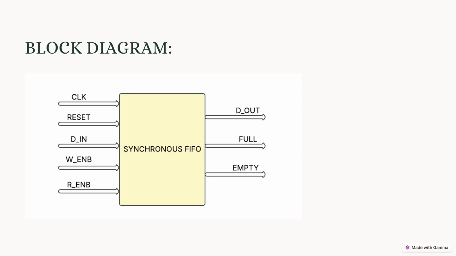Now let us see the block diagram of our FIFO. The left hand side pins are the input pins which are connected to our design. So our input pins are the clock, which is used for synchronizing purposes, and it is the same clock which is used for reading and writing operations. After that, reset signal, D in signal, write enable signal and read enable signal. In the later part we will see the description of each of these pins. On the right hand side we have three output ports, which are D out, and two status flags which are output from the FIFO, full and empty.